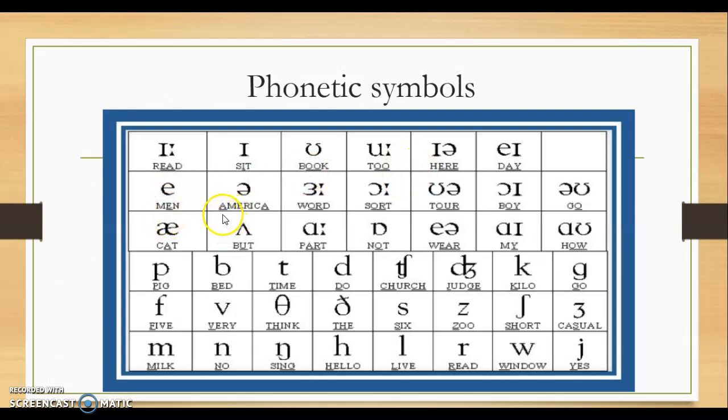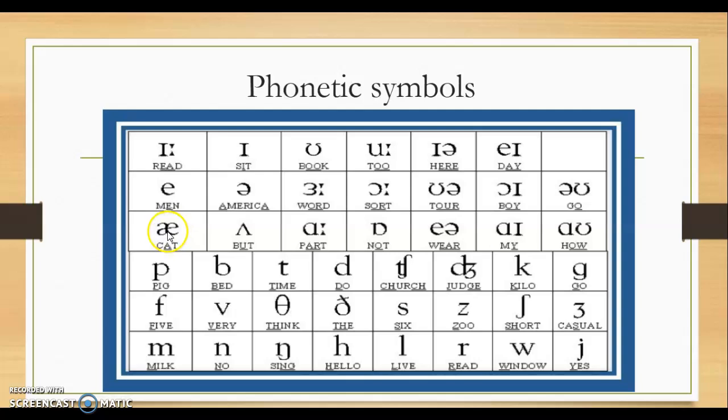Man, America, word, sword. This is the letter O, the Spanish O. But if you have 2 points, it means that the pronunciation is long O. Sword. And these are the diphthongs here: they, tour, boy, go. Okay, we're gonna be focusing on this part.